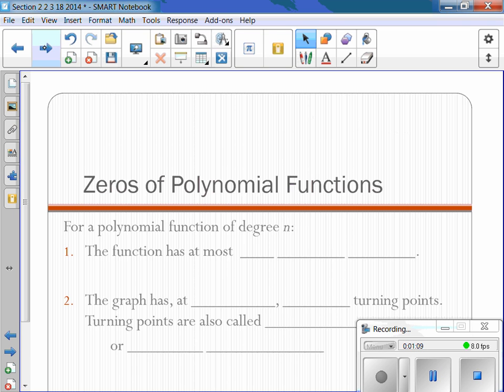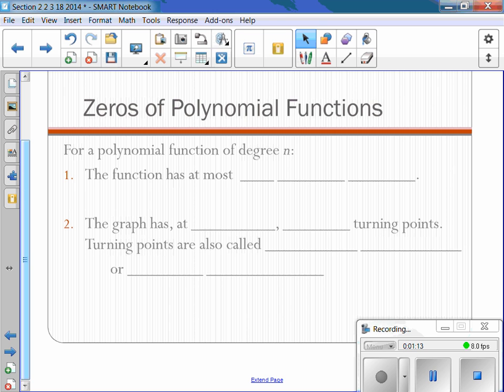So, when we talk about the zeros of a polynomial, for a polynomial of degree n, the function has at most n real zeros. Doesn't mean it has n real zeros. It means at most. It can't have anything greater than that.